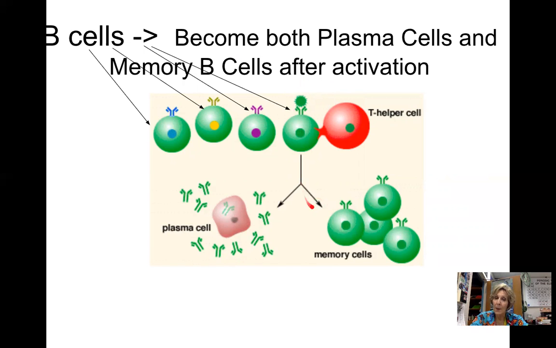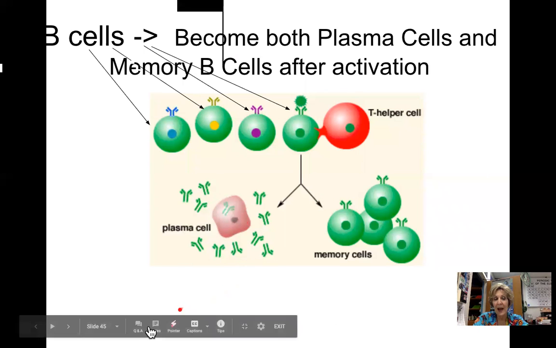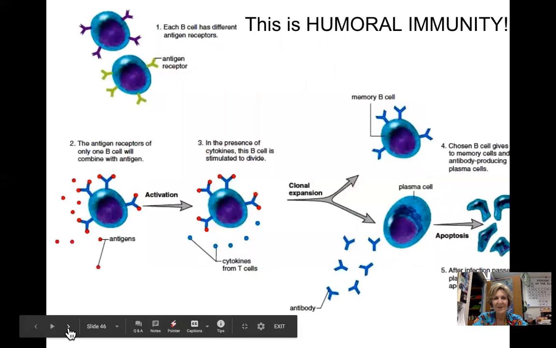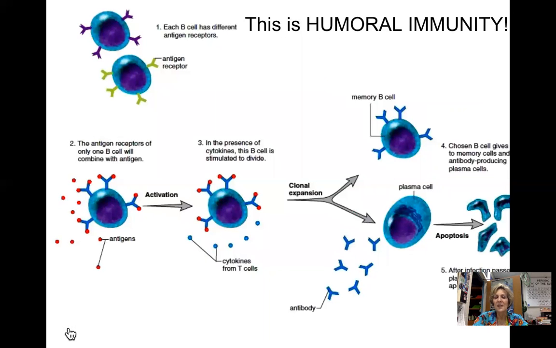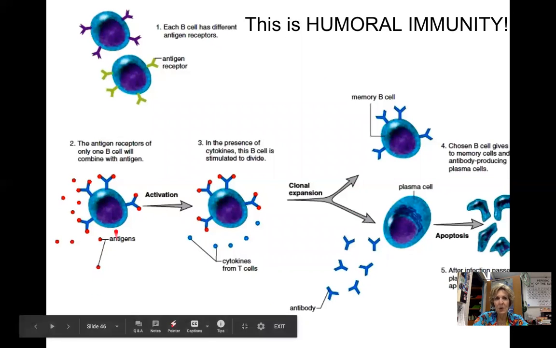The other population of B cells that also go through clonal expansion are called memory cells. They're memory B cells, and they have the blueprint to make that particular type of antibody should that bad guy ever come stalking around your body again. So this is humoral immunity.